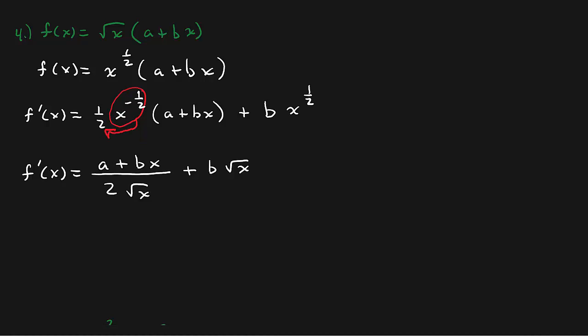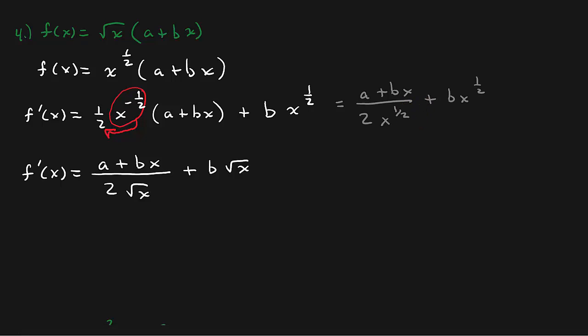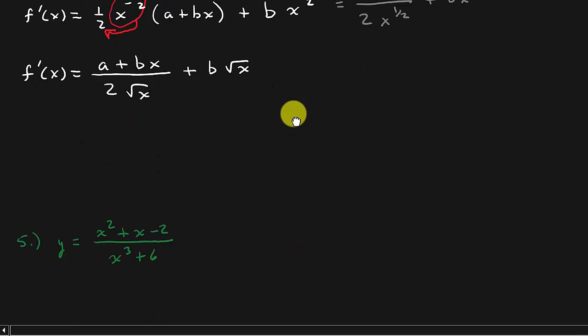All right, so let me just come over here. What it would look like, the step before this one, is I would write this a plus bx over 2x to the positive 1/2 plus bx to the 1/2, and then change those 1/2 powers to square roots. I just skipped this step right here. Hopefully all this is making sense to you. Product rule, it's not hard to do. You just gotta follow those rules.